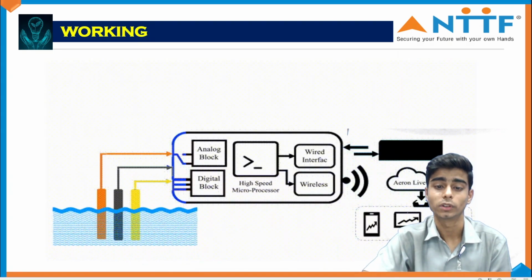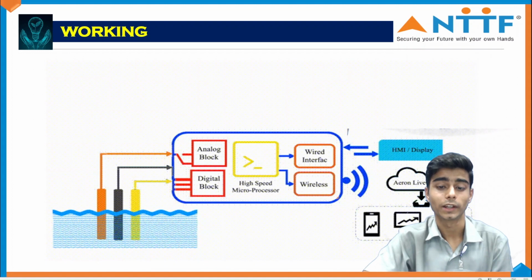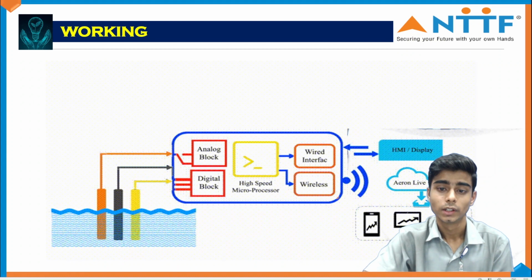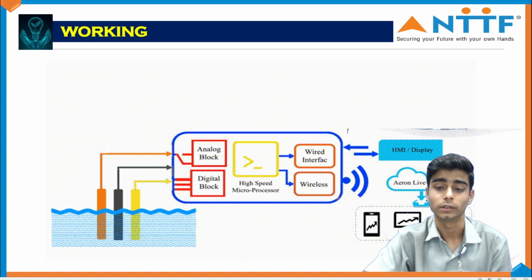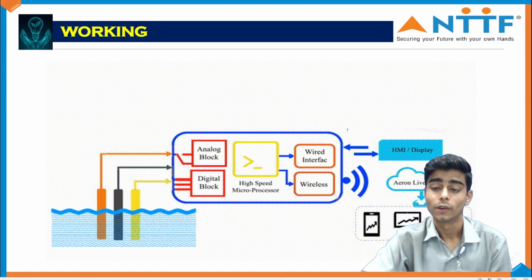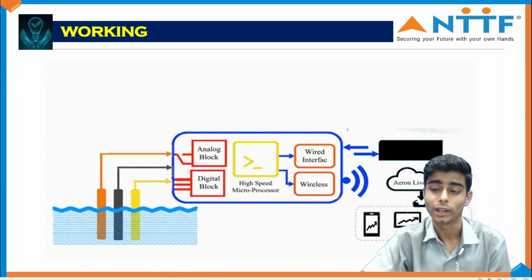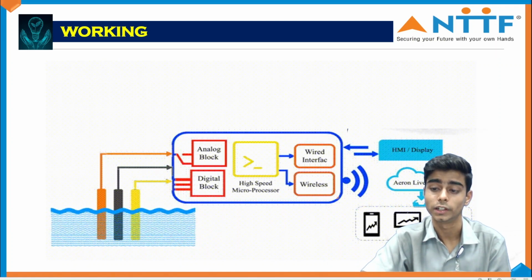This is the working process of this IoT system. Let me explain this. The pH values of the water are detected by the sensors, and those details are sent to the analog block and the digital block. The analog block and the digital block pass the sensor details to the high-speed microprocessor, and from that microprocessor it goes in two different ways: first wired interface and second wireless. From the wired interface it goes to the HMI and display, and through the wireless it fetches the details from the Wi-Fi system, which is the ESP8266 module.